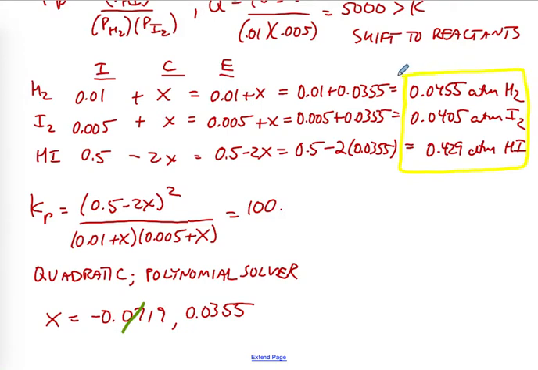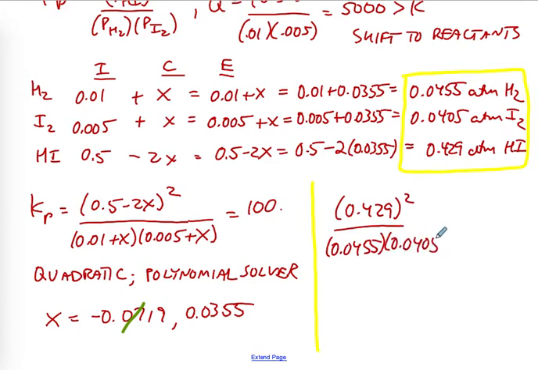But once again, we're not going to stop here. We're going to check by plugging these into the Kp expression, and we get 0.429 squared over 0.0455 times 0.0405, which is equal to, on my calculator, 99.9.